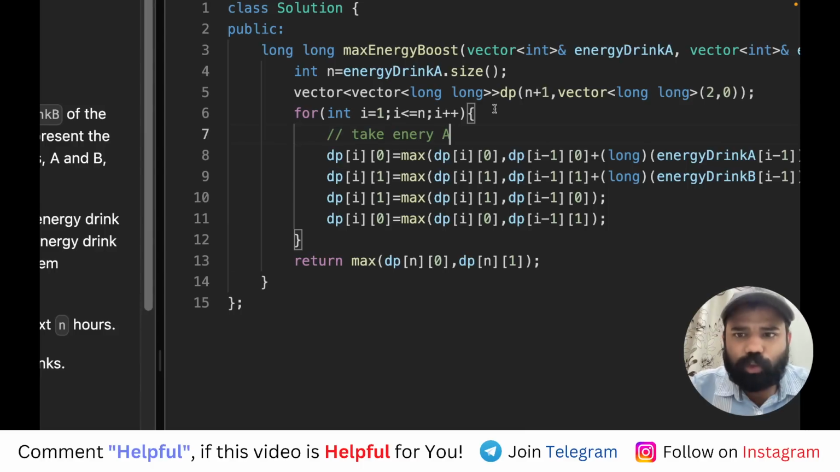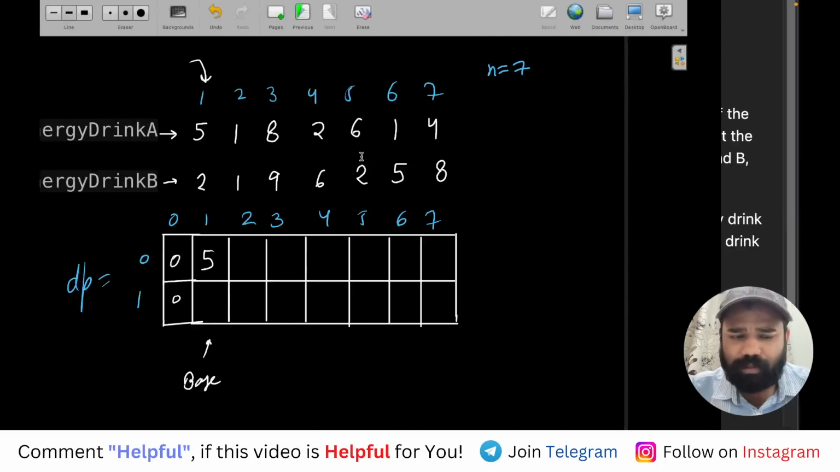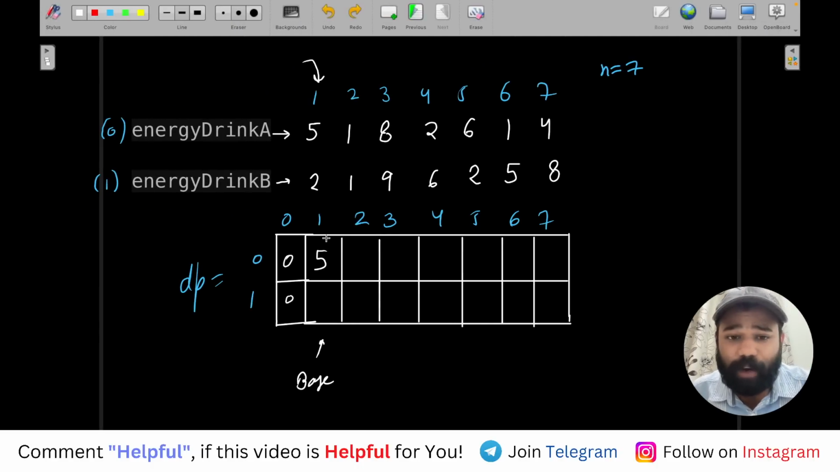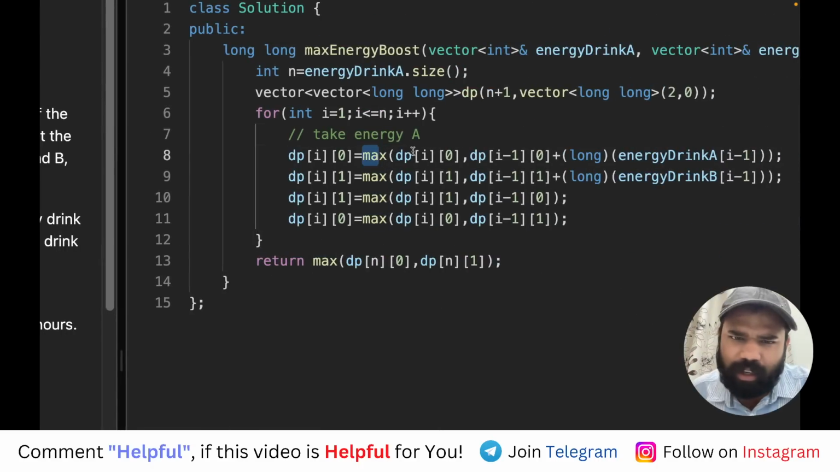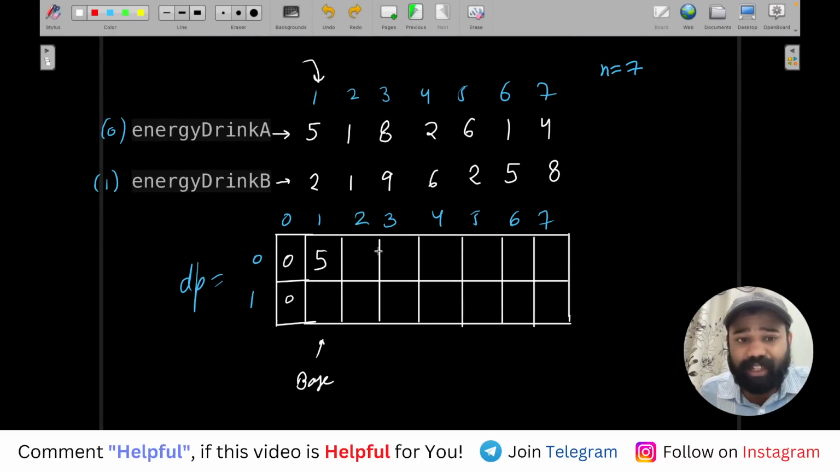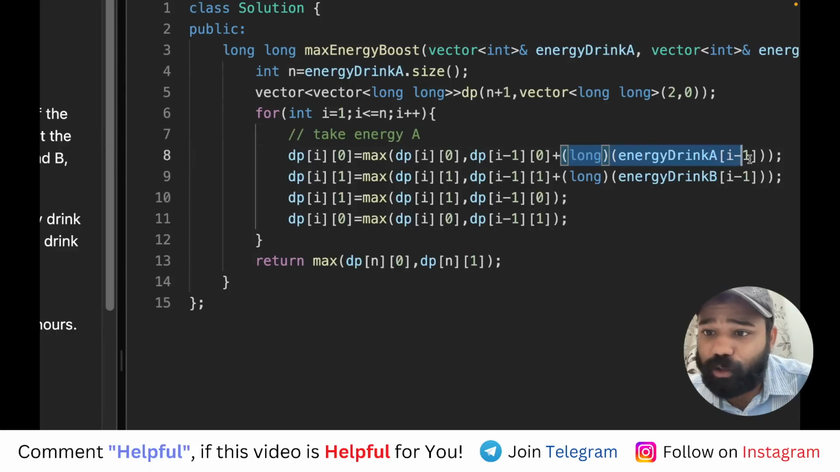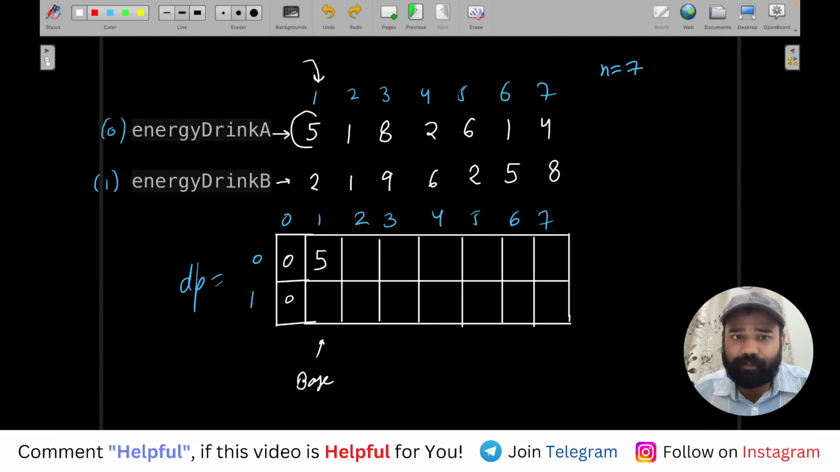So if you will see what I am doing, this is the case take energy A. So when I'm taking the energy A, what I'm doing is I'm simply saying my value of dp of I0, मतलब ये जो value है, dp of I0 is equal to maximum of current value dp of I0. By the way, this will not be current value, dp of I0, comma dp of I minus 1 0. कि I minus 1 तक कितना energy थी? What was the energy till I minus 1 plus the current value of energy drink, which is 5.